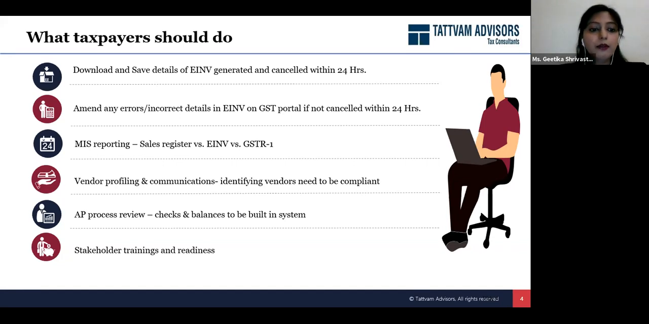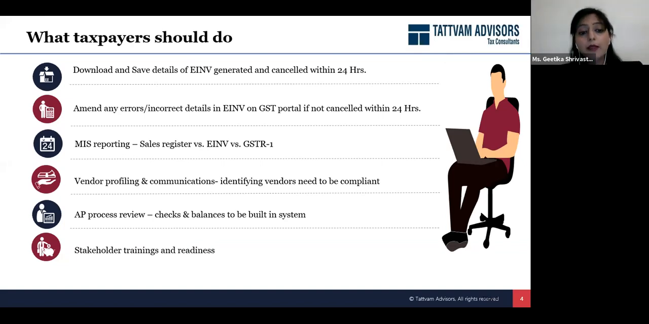Now, the next thing after doing the vendor profiling is the AP process view. AP process is your accounts payable view. So you need to build in checks and balances in your system to ensure that for any invoice which is coming without an IRN, you have a flag on whether the vendor was required to have the IRN generated on it or not. If not, then you already have a communication. But if he is required to have an IRN generated, but the invoice is coming without the IRN, then the AP team needs to be updated that any payments, etc., need to be put on hold, or maybe you need to communicate with the vendor to get the correct invoice, because at the end of the day, it's you who will be facing the repercussion of denial of any credit at your end.